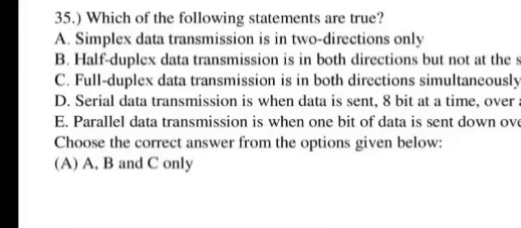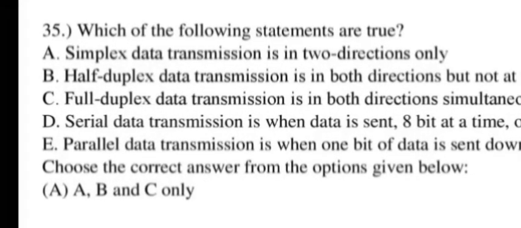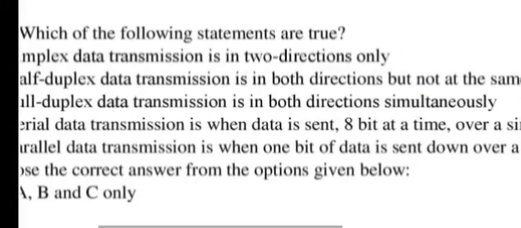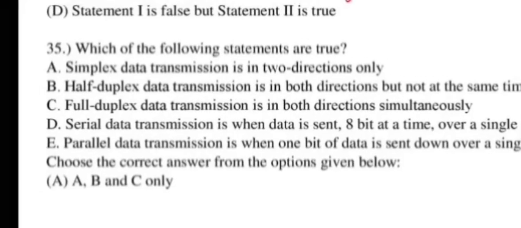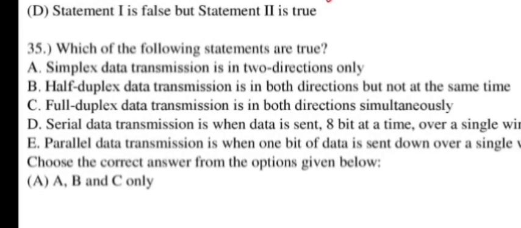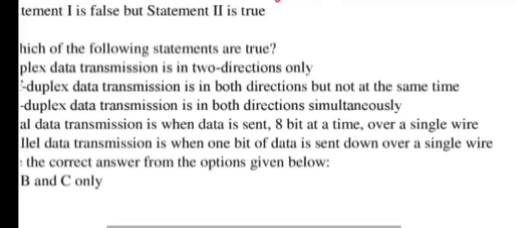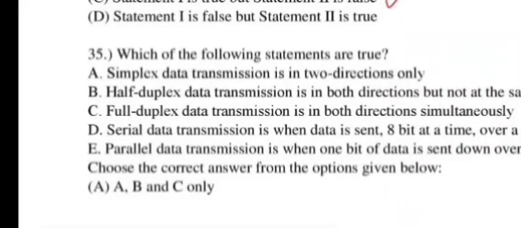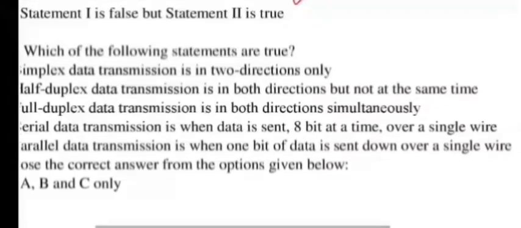34 done. 35 says, which of the following statements are true? A, B, C, D, E. A says simplex data transmission is in two directions only. B says half duplex data transmission is in both directions but not at the same time. C says full duplex data transmission is in both directions simultaneously. D says serial data transmission is when data is sent 8 bits at a time over a single wire. E says parallel data transmission is when 1 bit of data is sent down over a single wire.